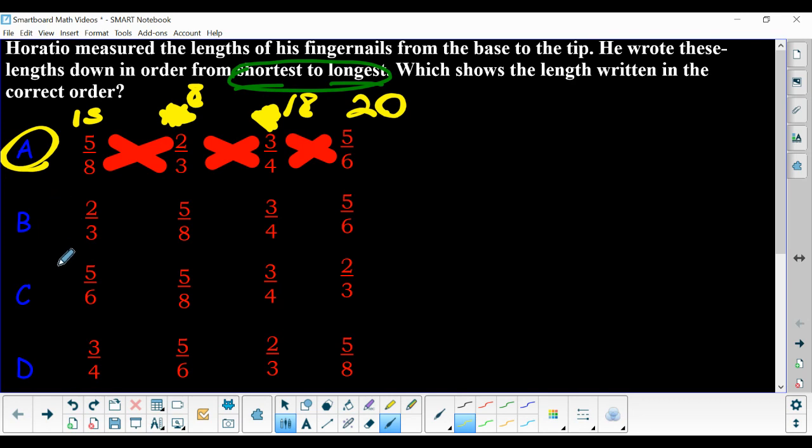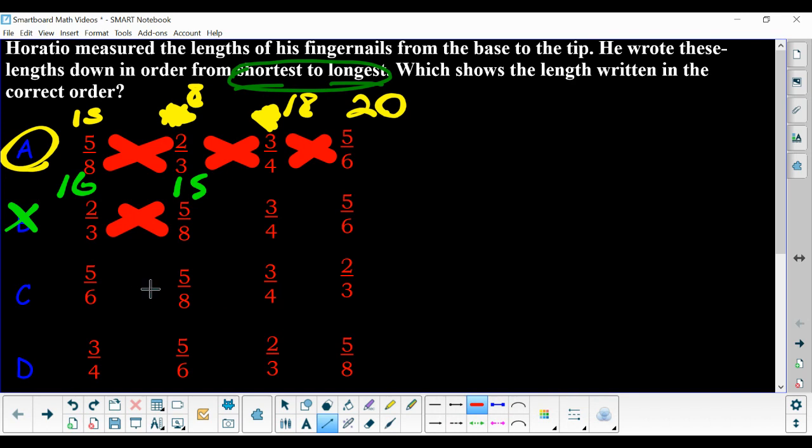Now let me just show you real quick why B was incorrect. What you should do is always go down each answer choice and prove why they're incorrect. Let me do that with B. If you multiply 2 times 8, that gives you 16. 3 times 5, that gives you 15. B is incorrect right from the beginning. 16 to 15. Since 16 is bigger than 15, that means that this fraction is bigger than this fraction. That's not the order you want though. You want to go from shorter to longer, not longer to shorter.